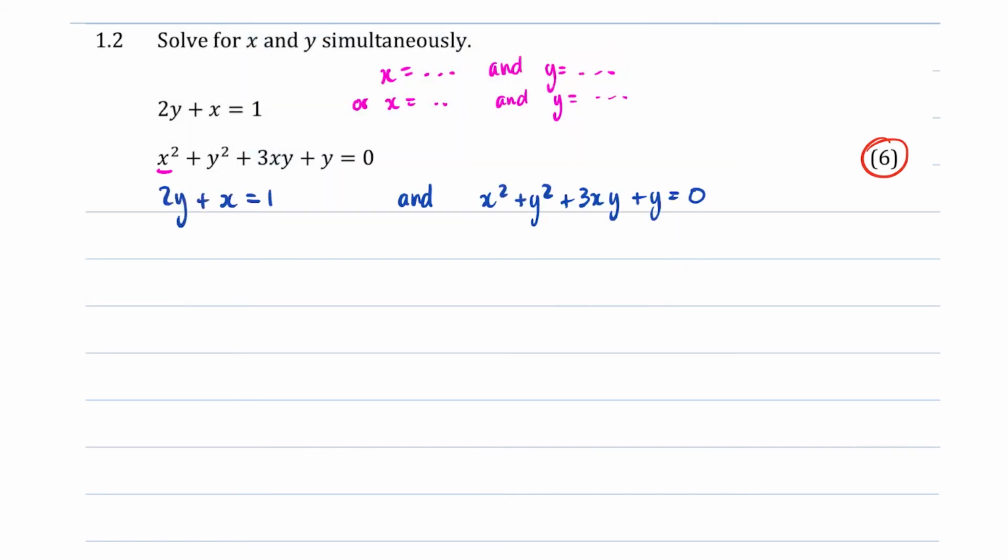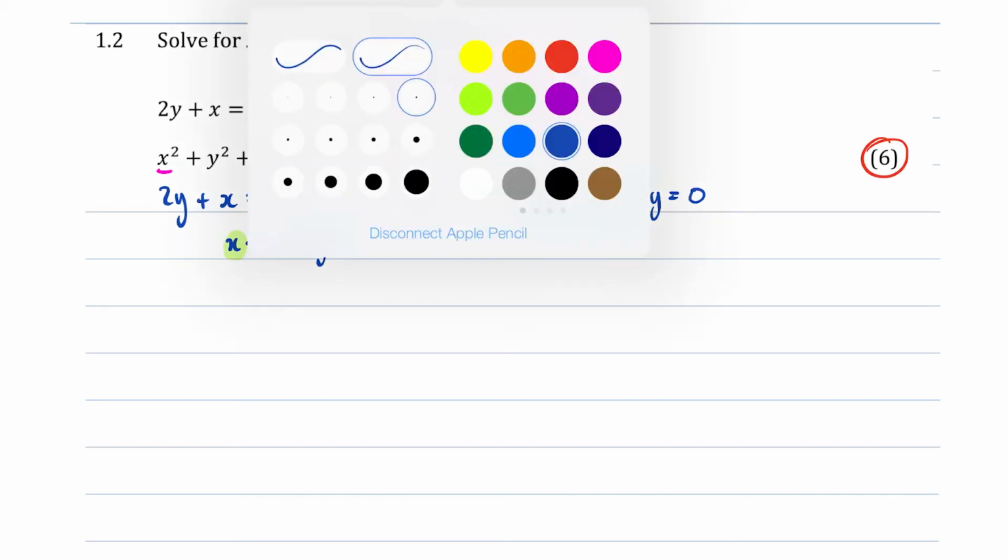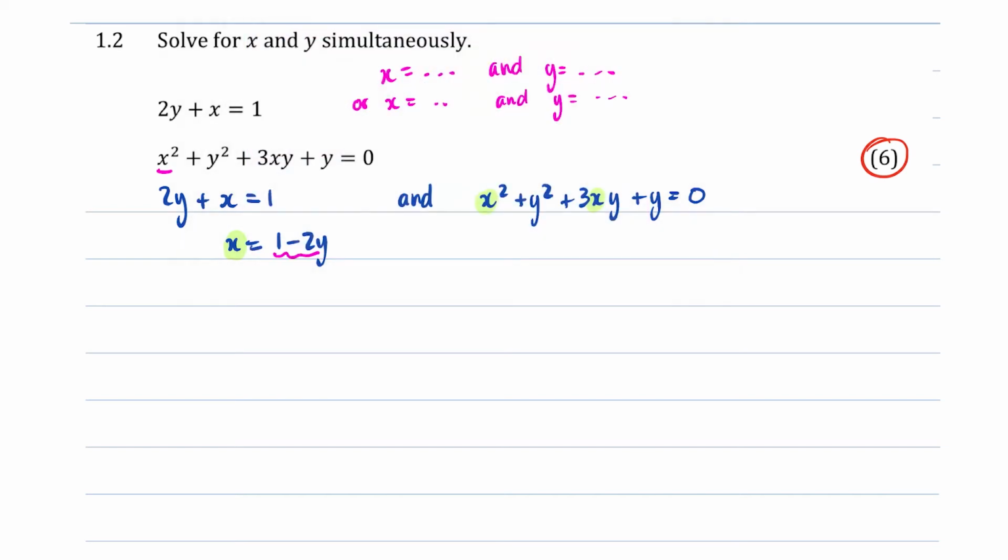I'm going to write these equations next to each other. What can we do so that one of these equations has only x's or only y's in? Well, in this first equation, I can write it in terms of x fairly easily by subtracting 2y from both sides. Now that means this x here has to represent the same number as both of those x's. So therefore, I can replace this x with the expression 1 minus 2y, and I can replace that x with the expression 1 minus 2y.